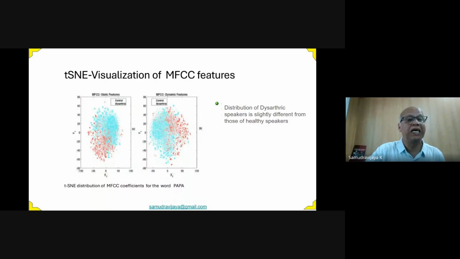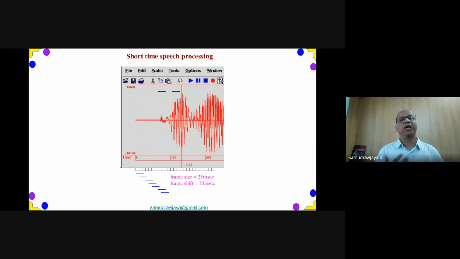So you can see the t-SNE plot here in the two-dimensional space, the healthy speakers and dysarthric speakers. There is overlap, but there is also some distinction, which shows that the speech characteristics of dysarthric speakers are different. Therefore, normal speech recognition systems will not work as well for recognizing speech of dysarthric speakers. Therefore, we have to train the system.